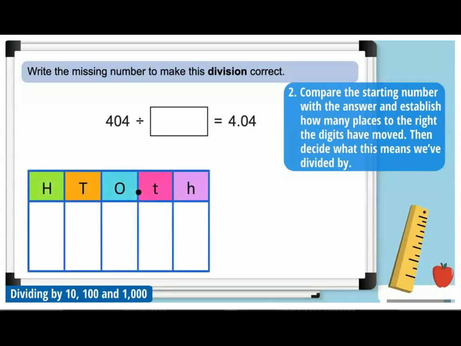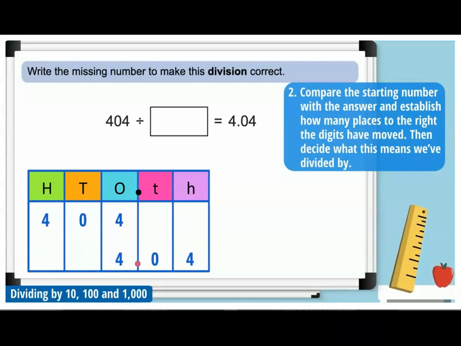Notice once again how the digits in the starting number and the answer are the same. They are just in different columns of the place value chart. This indicates that we've divided by 10, 100, or 1000. We need to establish how many places the digits have moved to work out what we have divided by. It's easy to get confused if two digits are the same, so we need to be careful.